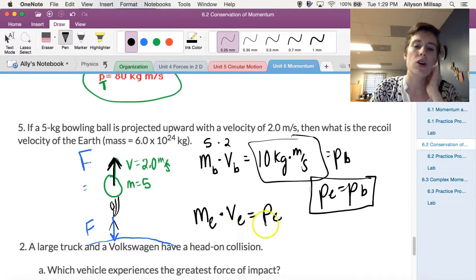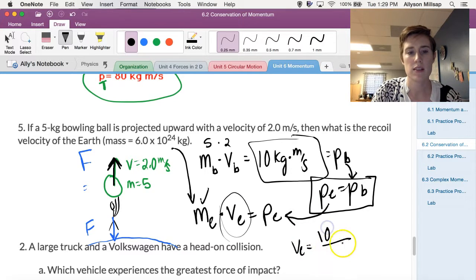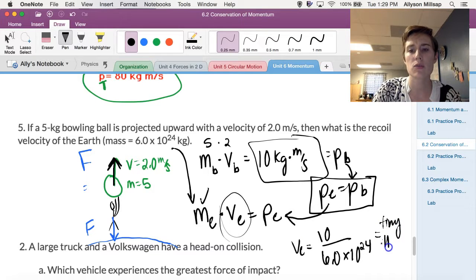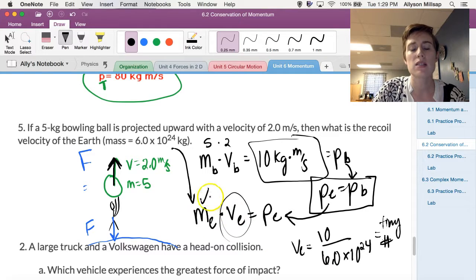So if I have the mass of the earth right here, and I have the momentum of the ball, which is the same thing as the momentum of the earth, then I can find the velocity of the earth. Velocity of the earth is going to be my momentum, which is 10, divided by my mass. When you put that in, you're going to get such a tiny number. Why are you getting such a ridiculously tiny number? Because the earth does not move when the bowling ball is thrown upward. The earth moves a minuscule amount, like you can't even tell that the earth moved. Why? Because its mass is so big.